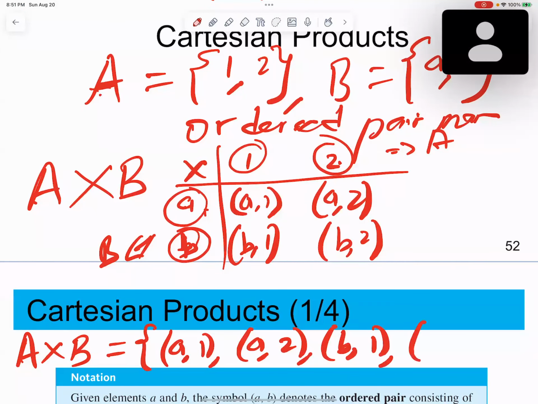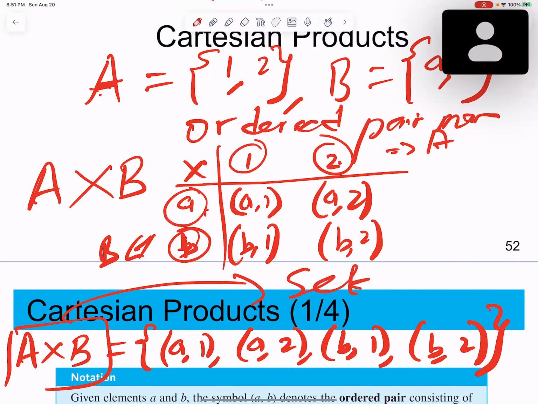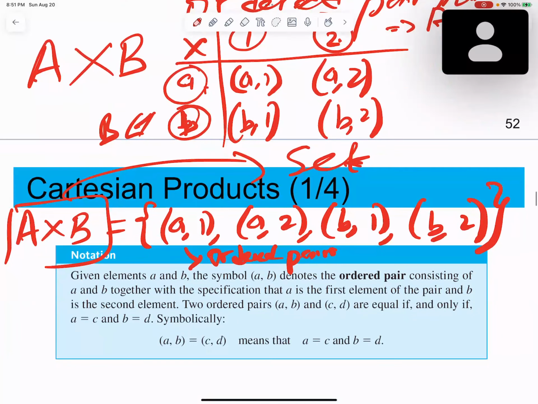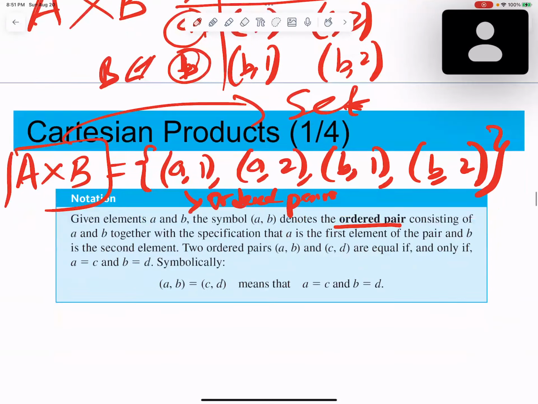(b, 1), (b, 2). Now, Cartesian product is a set, okay? But the components or the members of Cartesian product sets are just ordered pairs or pairs of numbers. Look at it. So ordered pair, look at that word. Okay?